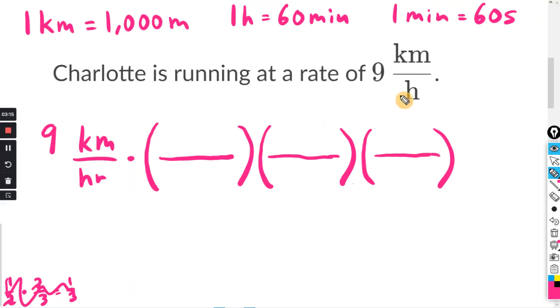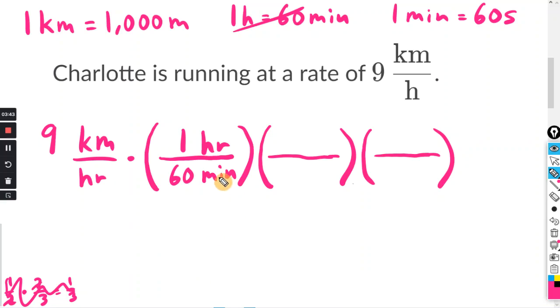All right. So we want to get rid of hours. We have hours in the denominator, so I want hours right here in the numerator. Okay, and which one was hours? Right here. 1 hour equals 60 minutes. So I'm going to multiply by 1 hour divided by 60 minutes. Remember we said you can multiply by 1 over the other when it's equal. So that's gone.